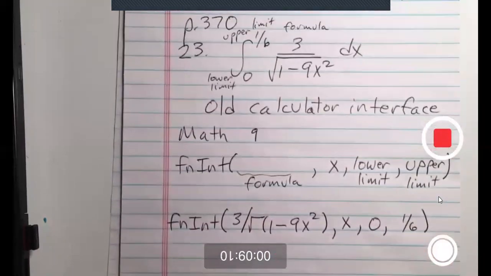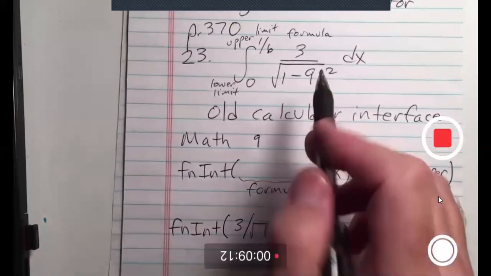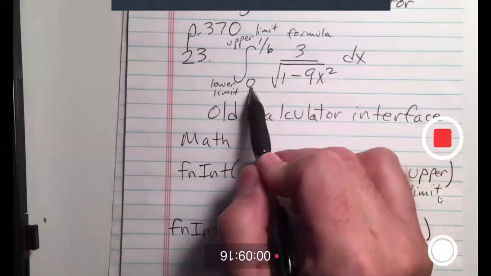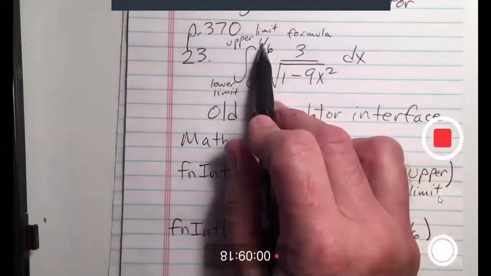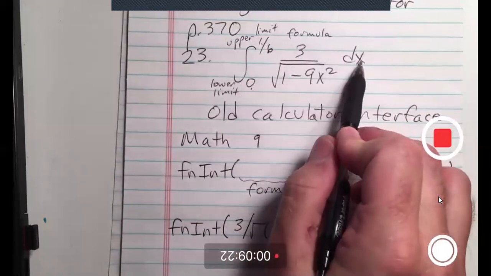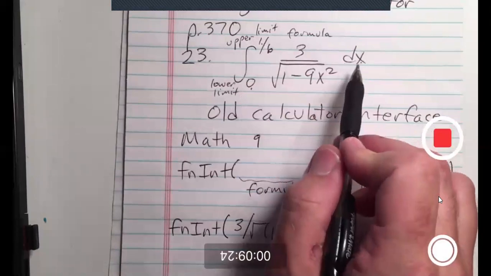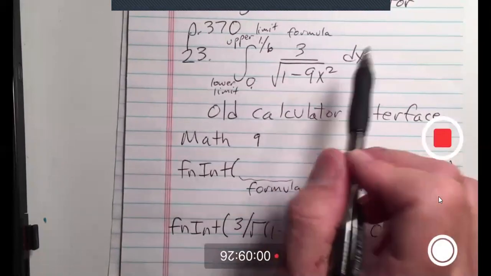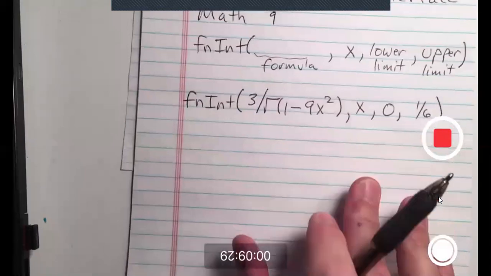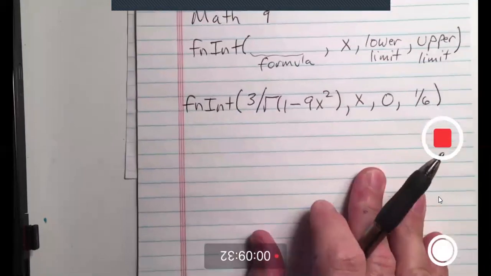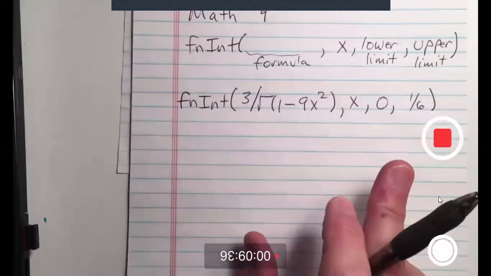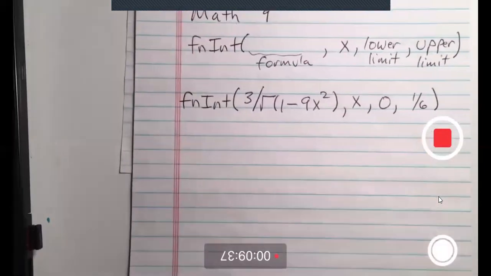The new interface, it literally looks like you write it on paper when you hit math 9. There's a box for this, a box for this, box for the formula, and a box for the x. And it looks punched in the calculator exactly like you'd write it on paper. That is on the network at the college. I don't believe I have access to that here at home, but it is really nice. All right, let me punch this in.